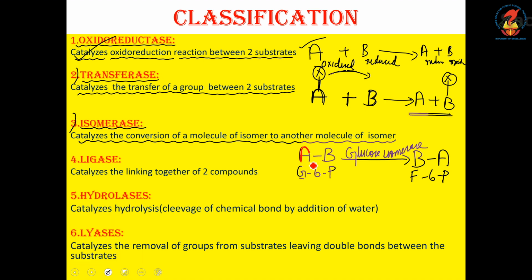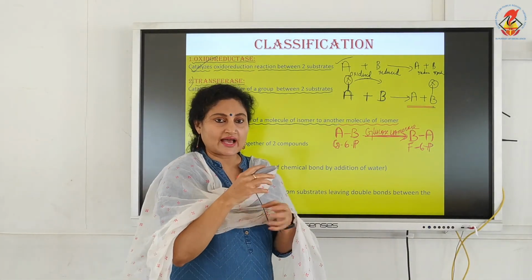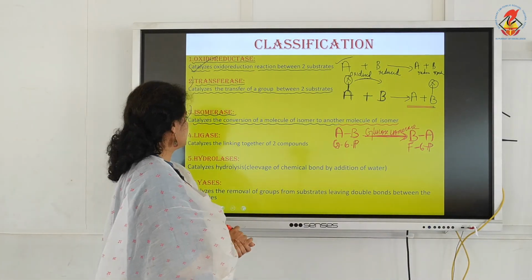So, once again, this is one isomer and this is the other isomer. One isomeric form is getting converted into the other isomeric form with the help of isomerase. If this is glucose 6-phosphate, it gets converted into fructose 6-phosphate by the enzyme glucose isomerase by the structural rearrangement of atoms within the molecule.